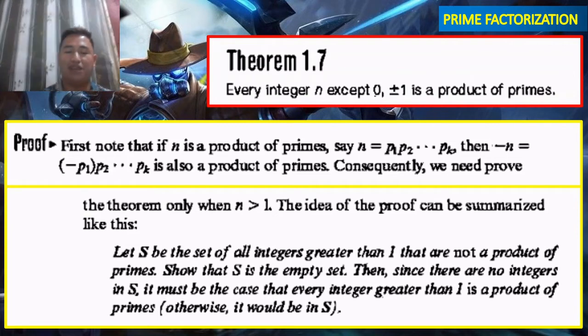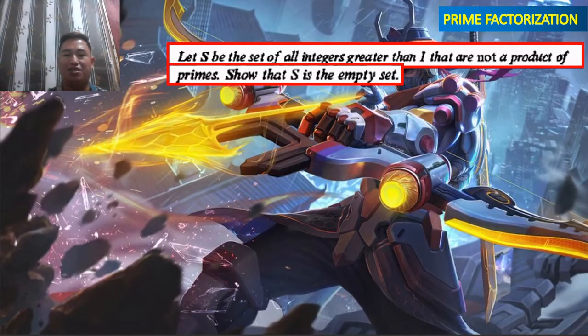Okay, so ang i-prove na lang class kay kanina nga part. Let S be the set of all integers greater than 1 that are not a product of primes. Show that S is an empty set. This is the empty set. Okay, so copy lang tagbalik niya kanang question.